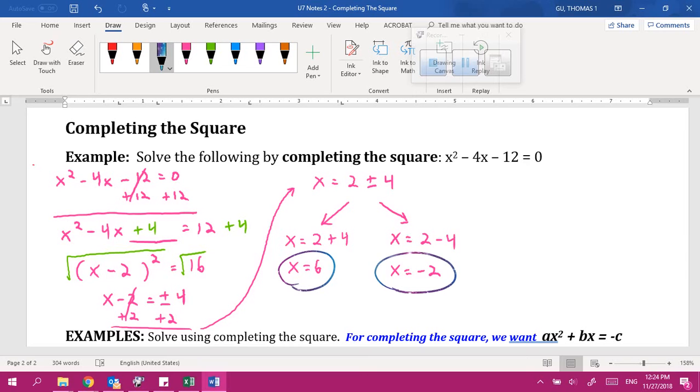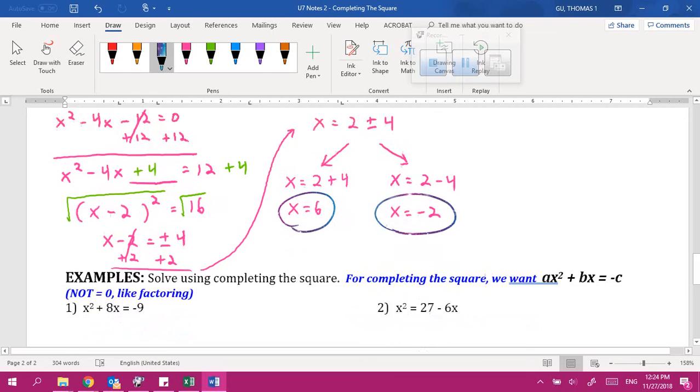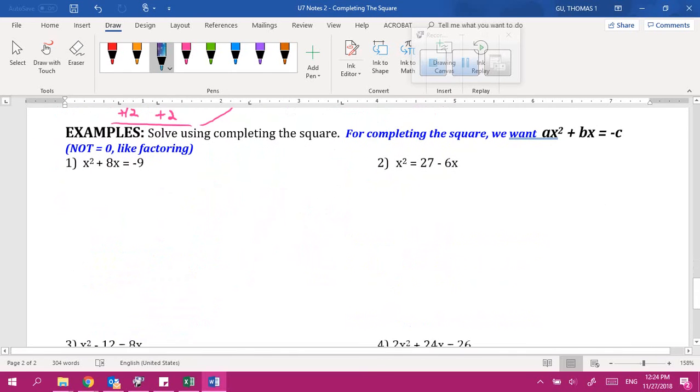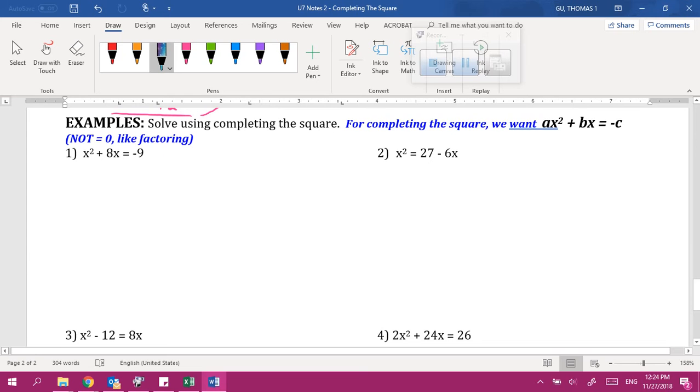You're always supposed to come out with 2 answers here. And that's how you solve for x by completing the square. So we have a couple more examples here that will show you all the different types of problems you might encounter. Remember, when you're doing these problems, you're always trying to get the x squared and the x term on one side of the equal sign and your numbers on the other side, okay? That's how you start it.